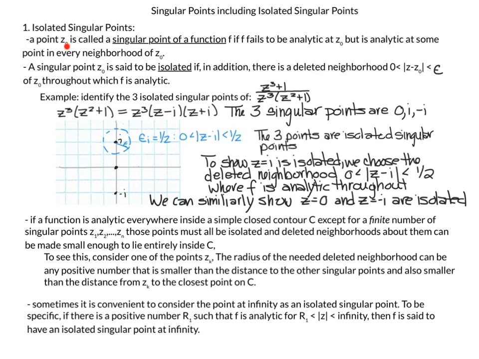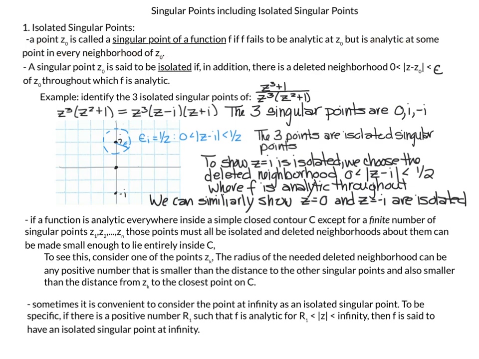A point z0 is called a singular point of a function f if f fails to be analytic at z0, but it is analytic at some point in every neighborhood of z0. In the main part of our video, we'll take a closer look at what it means to be analytic at some point in every neighborhood of z0.